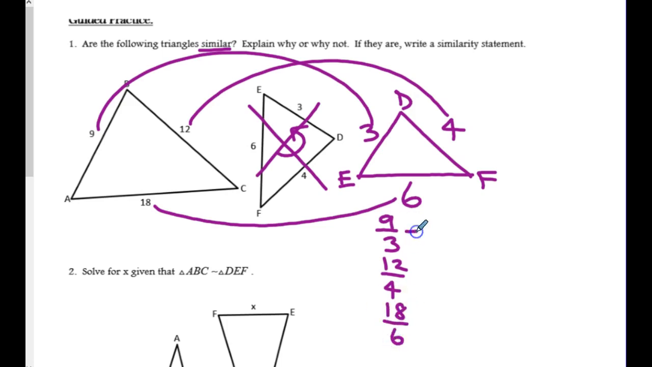What does 9 over 3 equal? 3. 12 over 4 equals 3. 18 over 6 equals 3. Since all 3 of them are equal to each other, they're proportional, so we can say, yes, the triangles are similar. Okay?